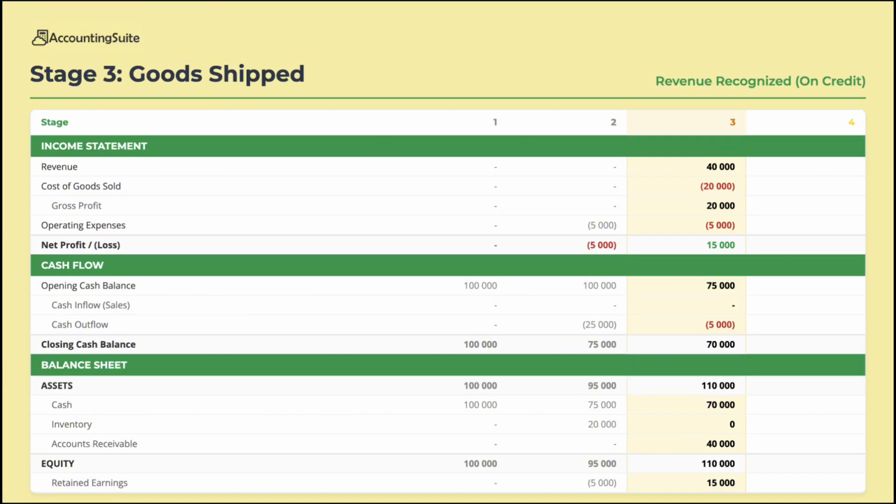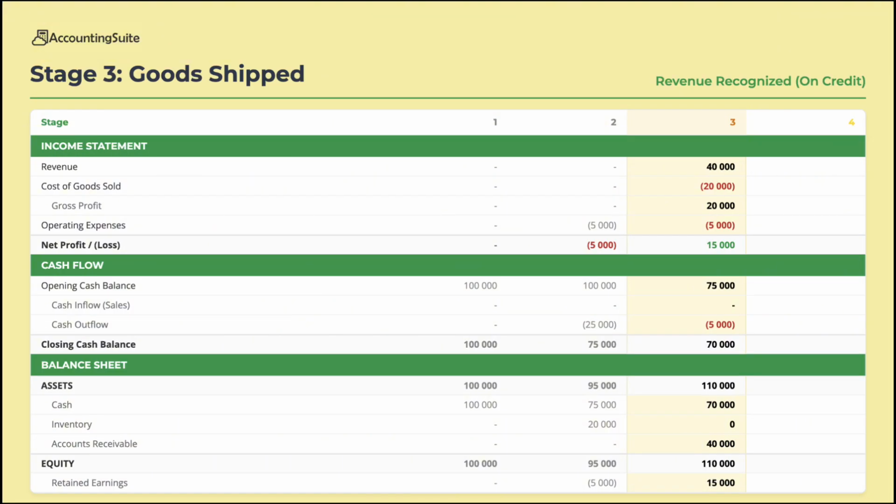Now let's check the cash flow statement. This is where many people get confused. Even though we recorded $40,000 of revenue, no cash has been received yet. The customer has not paid. So the only cash movement is operating expenses. $5,000 leaves the company. Opening cash is $75,000. Closing cash becomes $70,000. This shows an important rule.